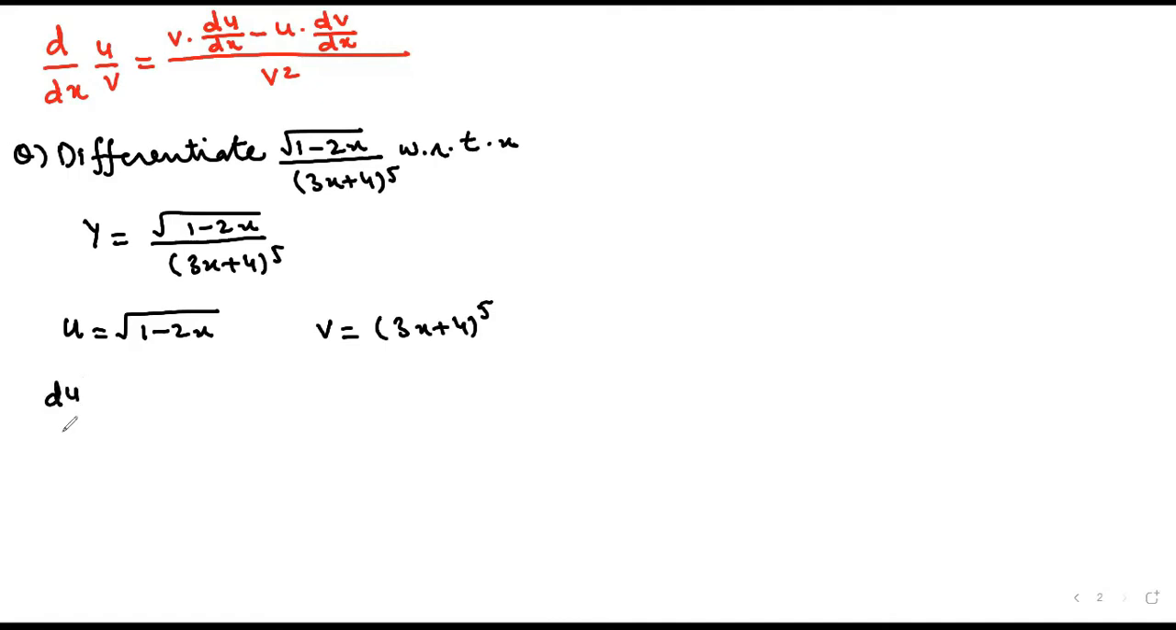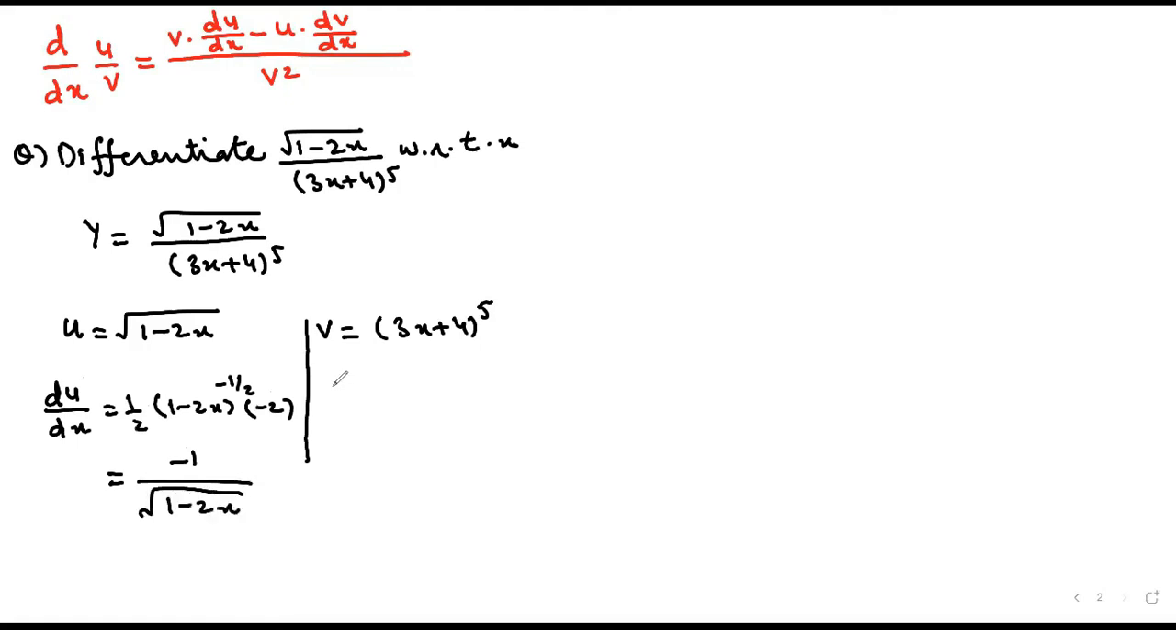Du over dx is equal to 1 over 2, (1 − 2x) power minus 1 by 2 into minus 2, which is equal to minus 1 over under root (1 − 2x). dv over dx is equal to 5 (3x + 4) into 3. The simplified answer is 15 (3x + 4) power 4.